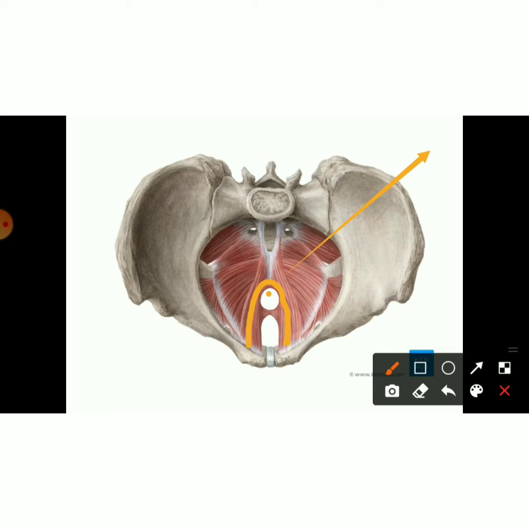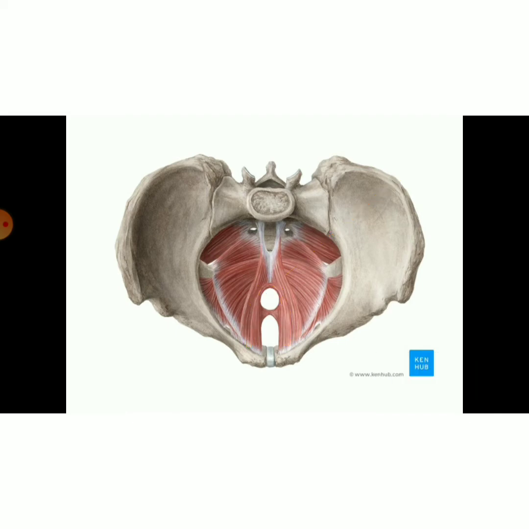winding around the rectum, and it is joining with the fibers of this same from the other side. So it will be forming a U-shaped sling. Okay, U-shaped sling.